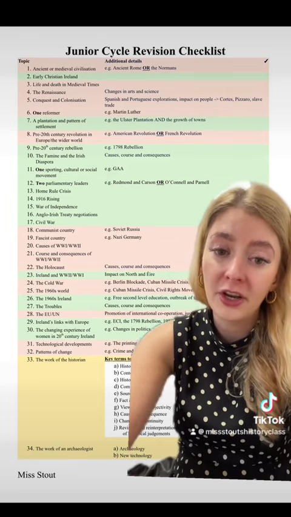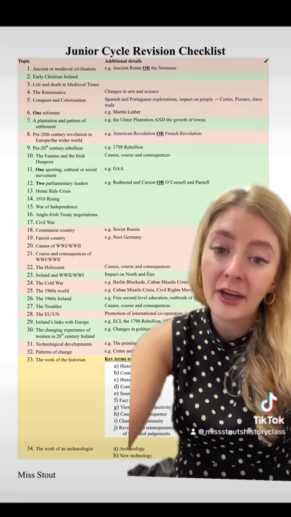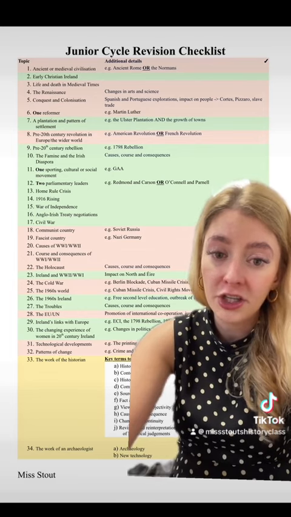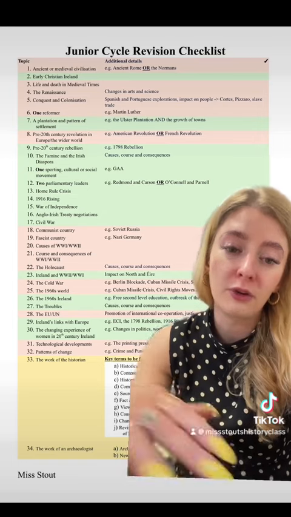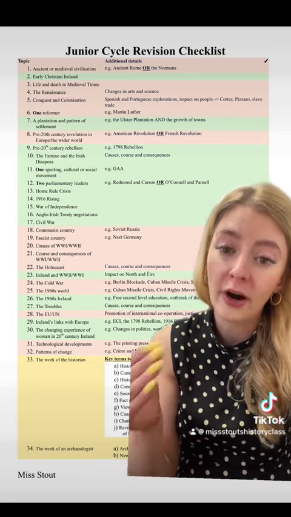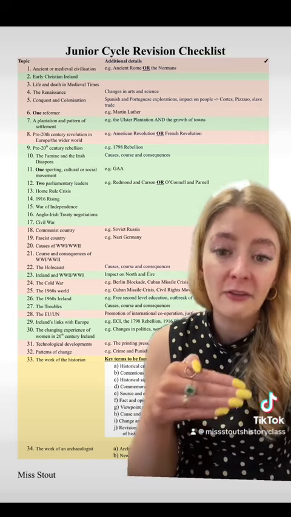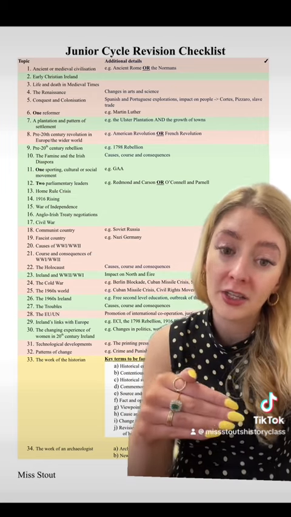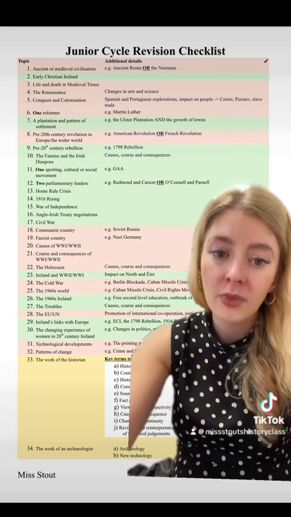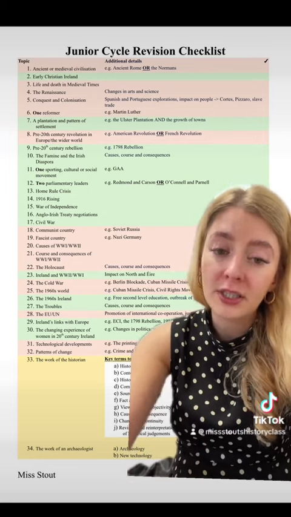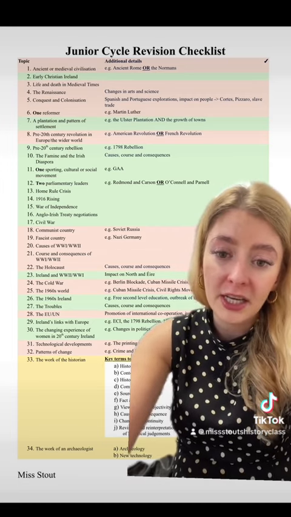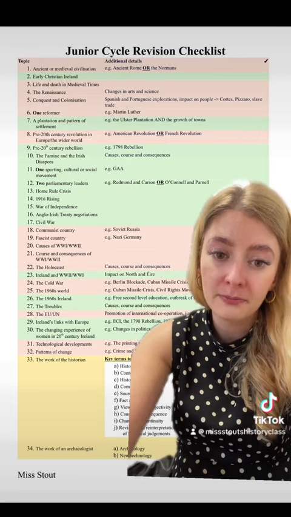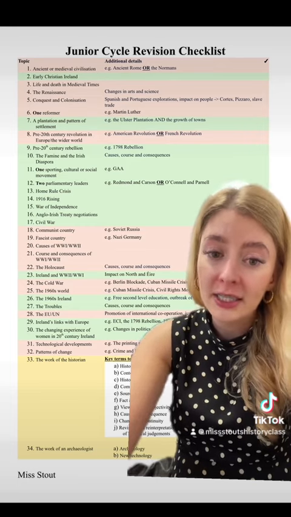You have to look at the 1960s world history and you have to look at 1960s Irish history. You might have a little bit of overlap here, so my students would have some overlap between the Cold War and the 1960s world, and they'd have some overlap between the 1960s Ireland and the Troubles. You must study the causes, course and consequences of the Troubles. You must look at an international organisation like the EU or the UN. You must look at Ireland's links with Europe.